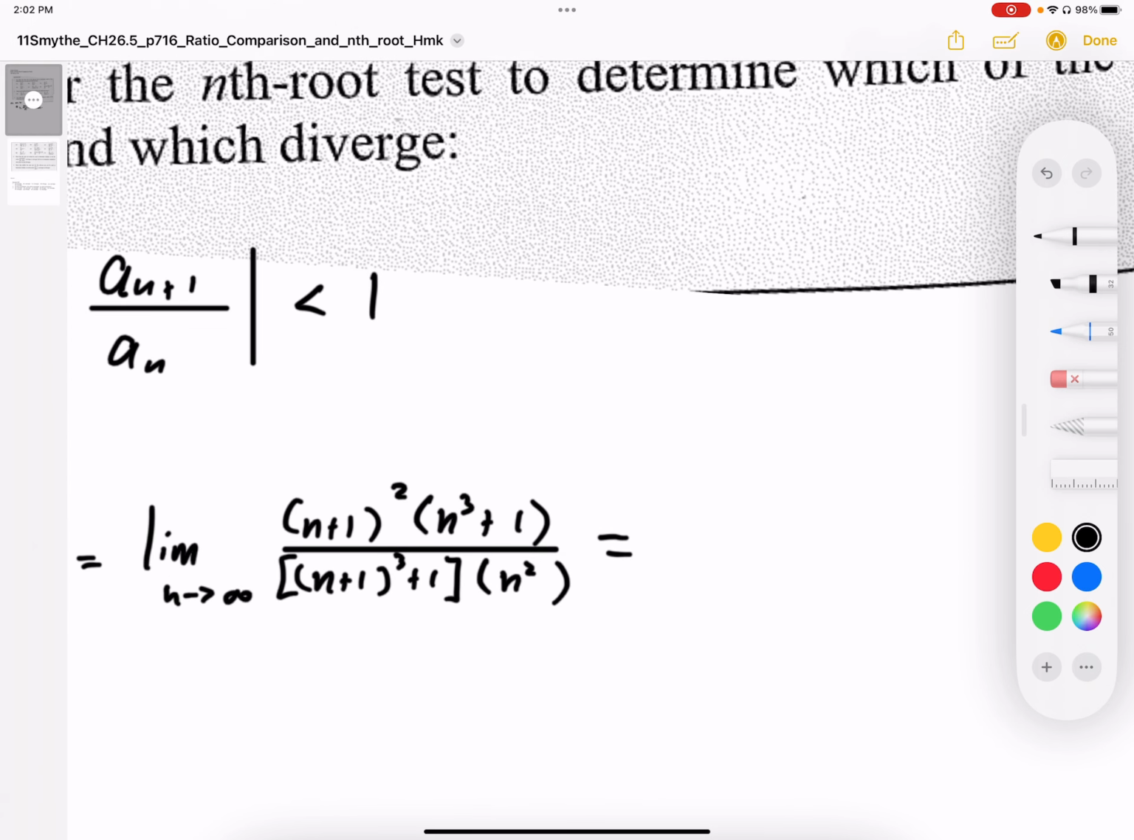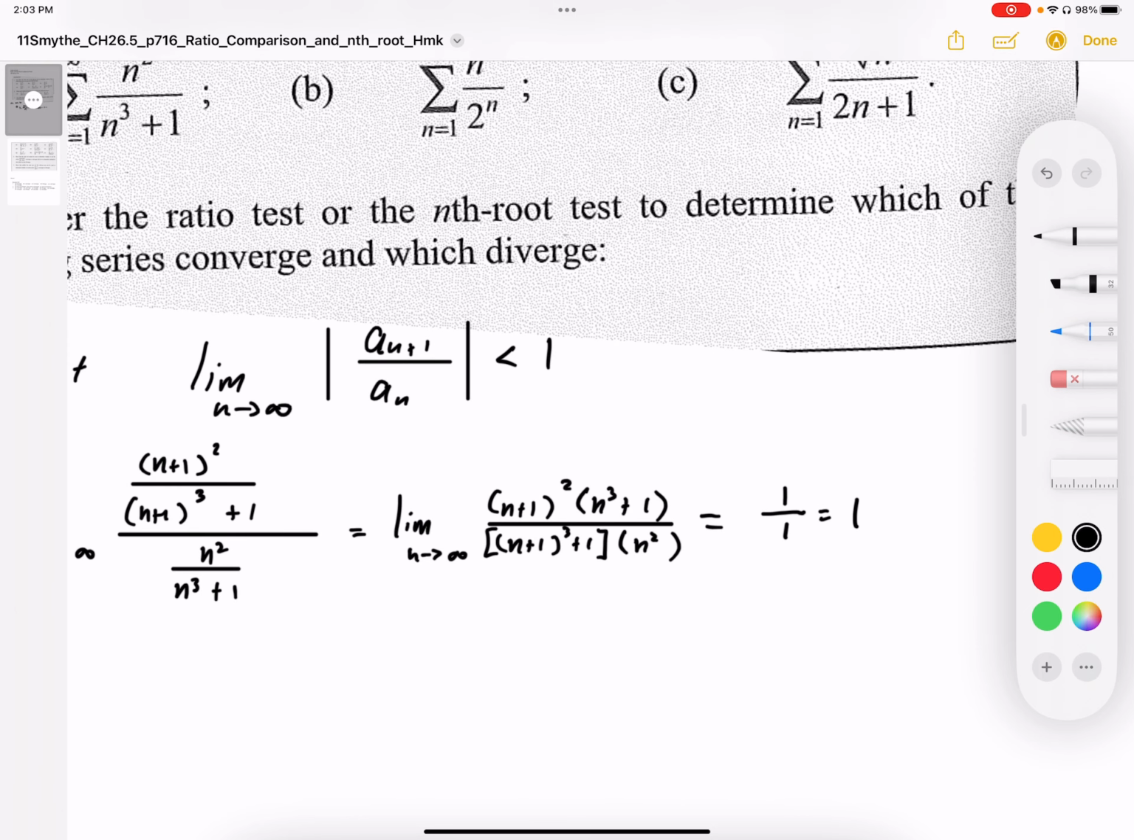So we could expand this all out and do a formal cancellation, but really it's a degree 5 over degree 5, so we just need to compare the coefficients on the degree 5 term. We're going to end up with a coefficient of 1 in the numerator, a coefficient of 1 in the denominator. So the limit really is just going to be equal to 1.